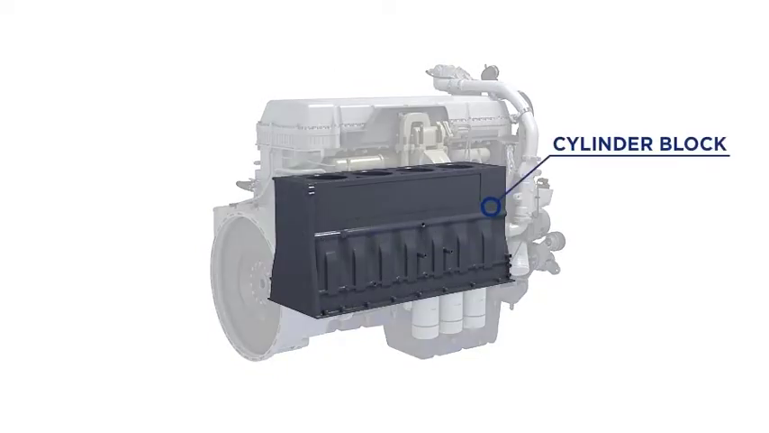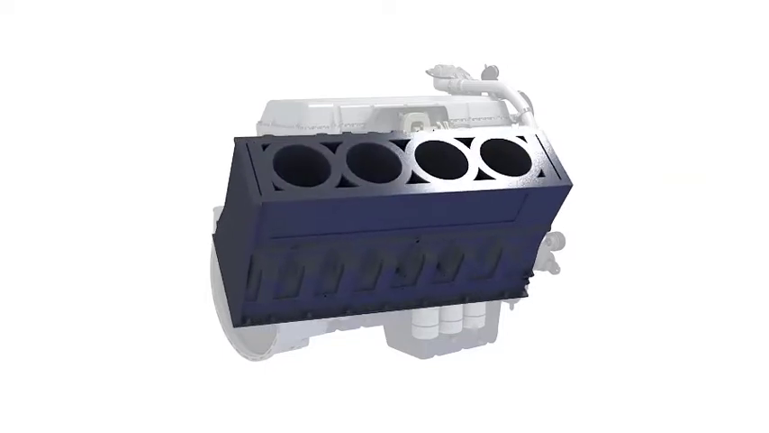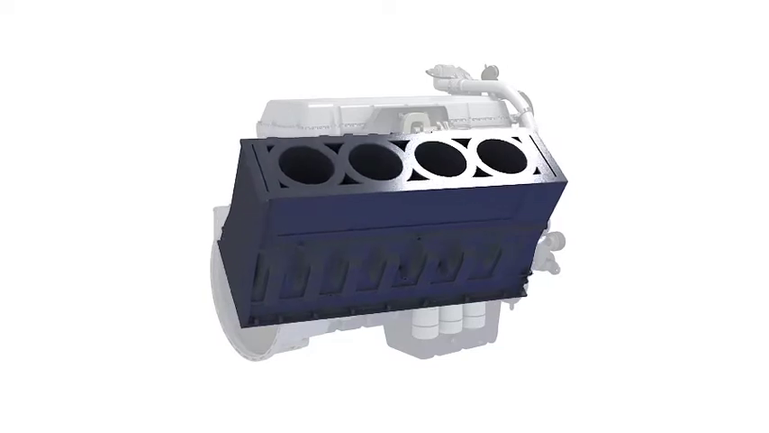The cylinder block is the foundation around which the engine is built. It houses cylinder bores or holes for the cylinders, pistons and rings, water jackets for cooling, and oil passages for lubrication.